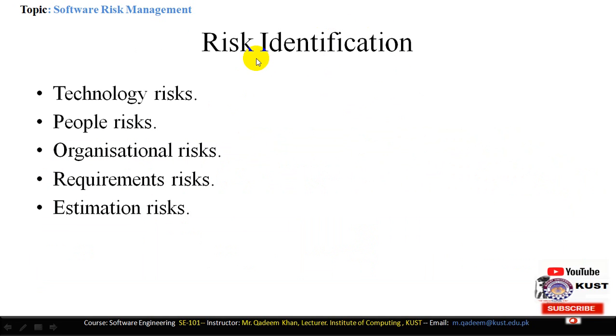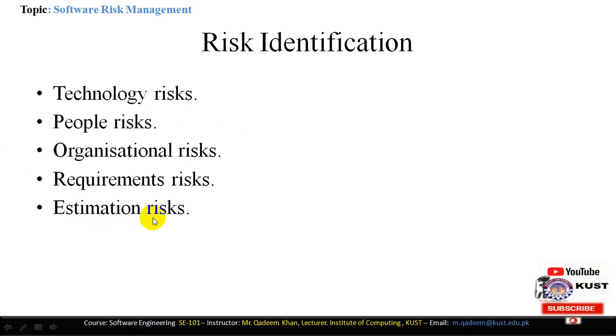First step was the risk identification. Here we will identify different types of risk, that is the technology risk, people risk, organizational risk, requirement risk, and estimation risk. So here the technology risk means technology change, people risk means the staff turnover risk, organizational risk means that certainly the organization is restructured or the management of the organization suddenly changes.